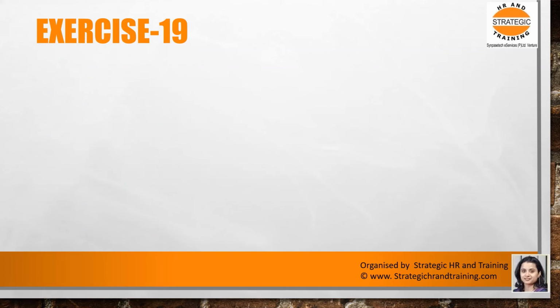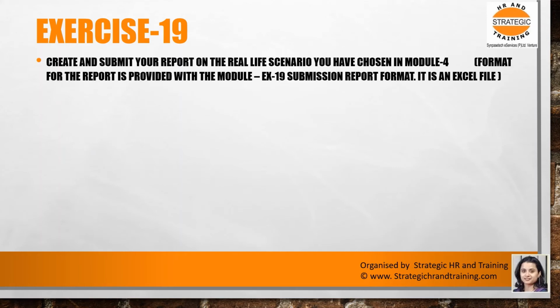So now we come down to exercise number 19, which is where the final submission report has to be designed. Now you need to create and submit your report on the real life scenario you have chosen in module 4. And a format for the submission has been provided. It's an Excel form which you will receive. It's titled as exercise 19 submission report format. It's an A3 report format with specific columns, which I'll explain to you in the next slide.